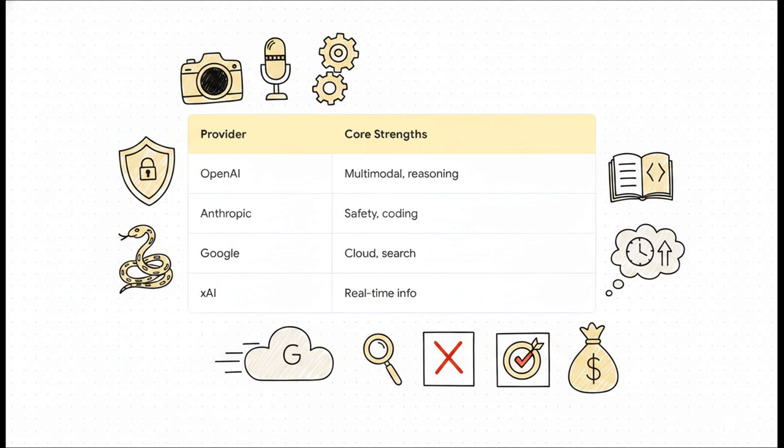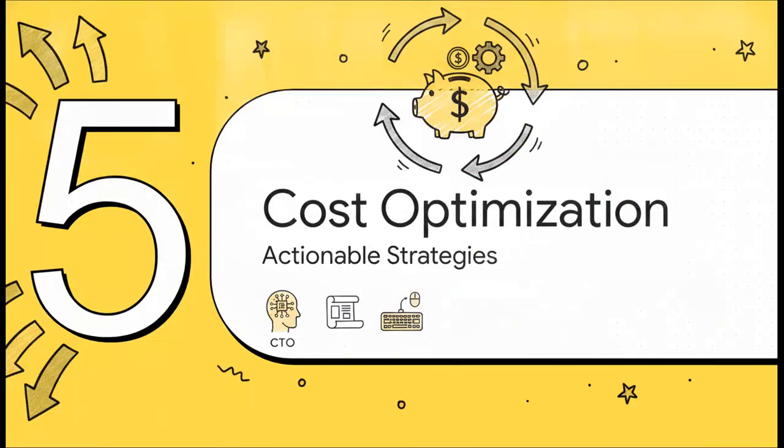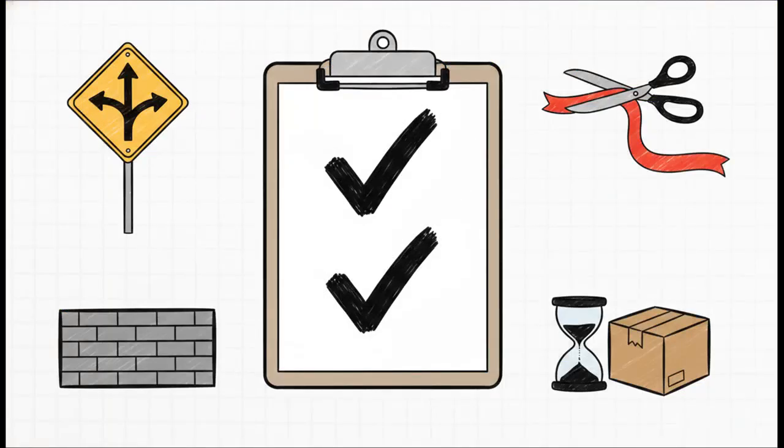The big takeaway here: don't just stare at the price tag. You need to match the provider's specific strengths directly to your unique business requirements. All right, let's jump into Section 5, Strategies for Cost Optimization. Whether you are a CTO, an architect, or a developer, you need real, actionable ways to keep your chosen provider's costs under control. So here is your ultimate cost optimization checklist.